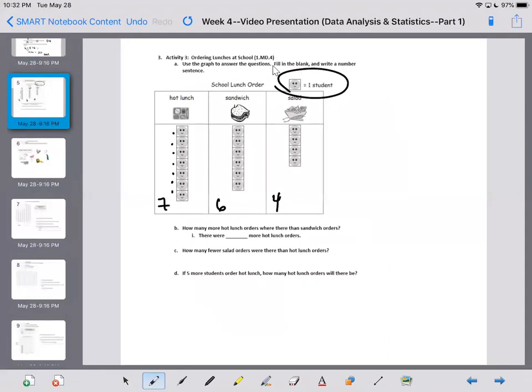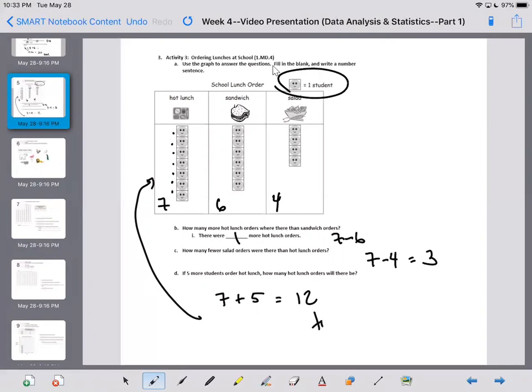How many more hot lunch orders are there than the sandwich orders? So we're just saying how many more, that there's just 1 more. You can find that by finding the difference. How many fewer salad orders are there than hot lunch orders? Well, that would be 7 minus 4, because we're seeing how many fewer salad, so that difference would be 3. And then if 5 more students ordered hot lunches, so we're saying if 5 more ordered here, then we would have 12 total hot lunches.